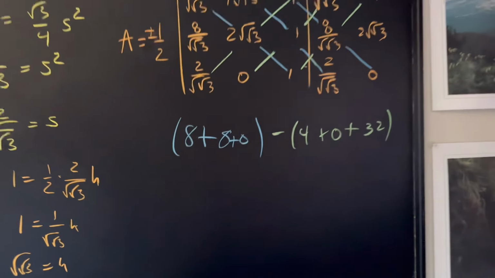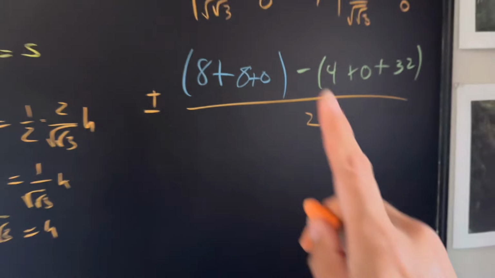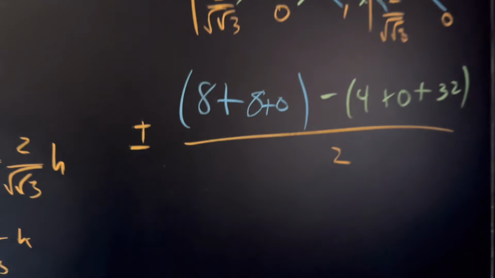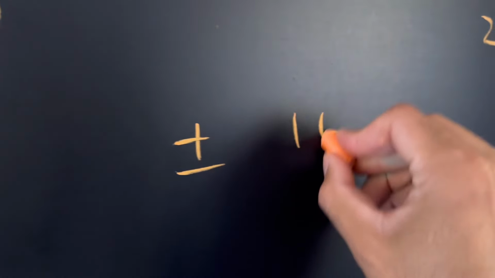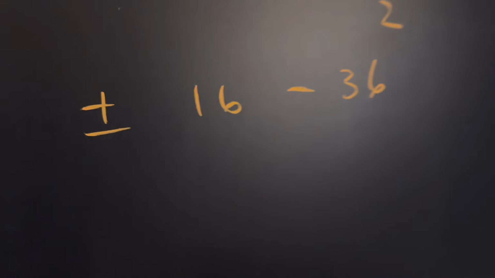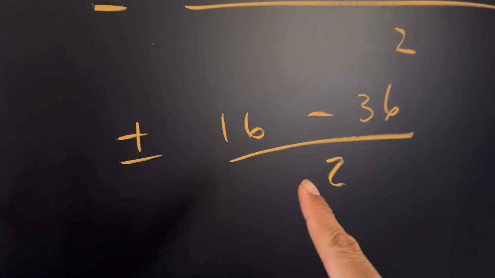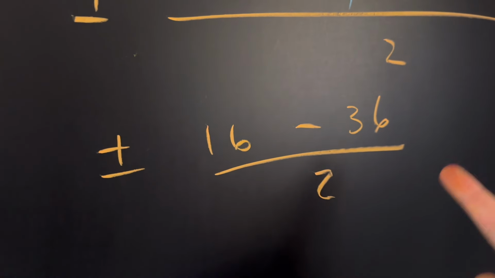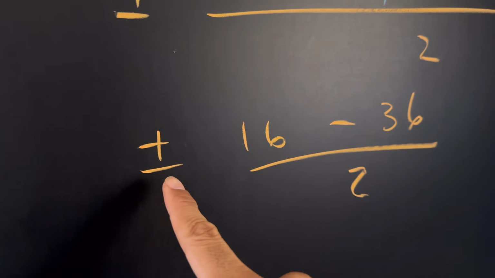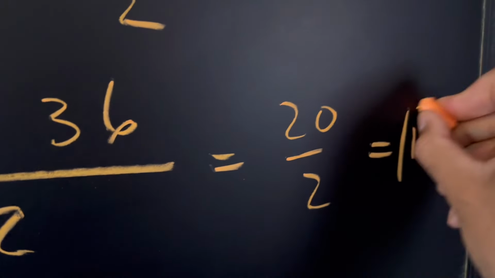All right, so let's go ahead and continue. Everything here is being divided by 2. Don't forget we have a plus or minus. So let's go ahead and add these up. This is 16, so we have plus or minus 16 minus, and then this right here is just 36. So we have 36 right there, all divided by 2. And then we go ahead and subtract this. This is going to be negative 20, and then I'm just going to utilize the negative portion here. So it's going to give me a positive 20 divided by 2, and that's going to be an area of 10.